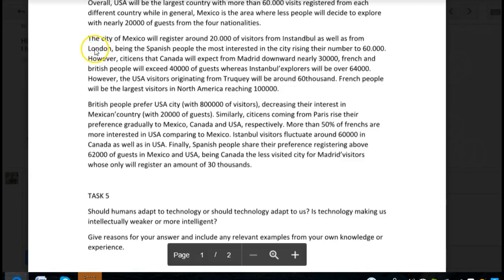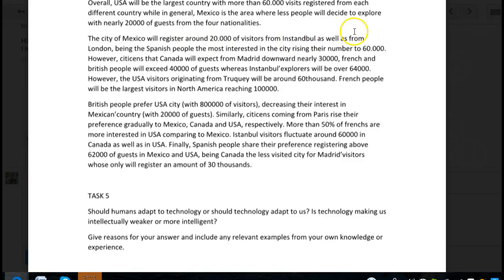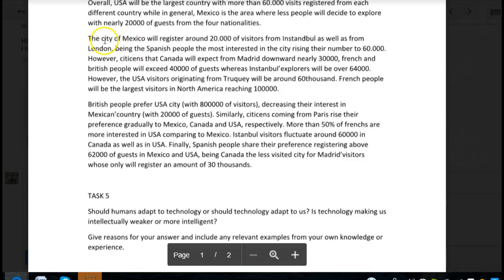All right, moving on. The city of Mexico will register around 20,000 of visitors from Istanbul as well as from London. Okay. Actually, as I said before, it's not the city of Mexico. It's the country of Mexico, and it will register around 20,000 visitors without of to Istanbul. Careful with your spelling here. As well as to London. So that's how you correct the first part of the sentence.